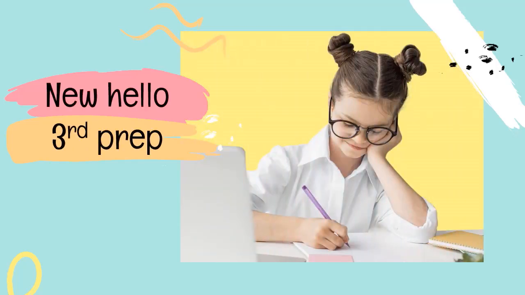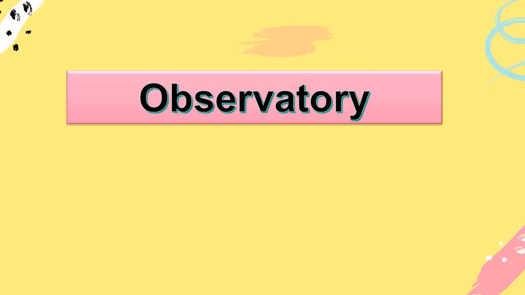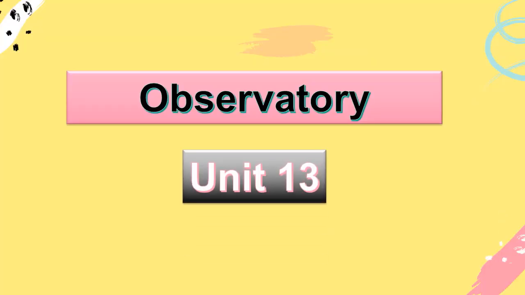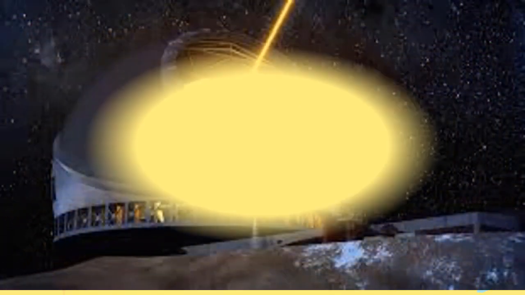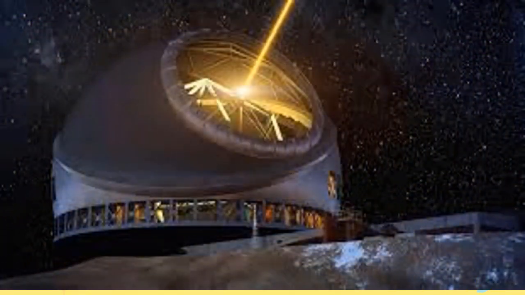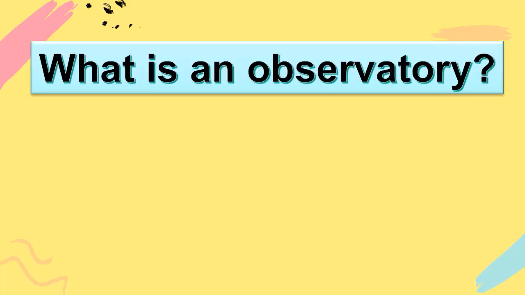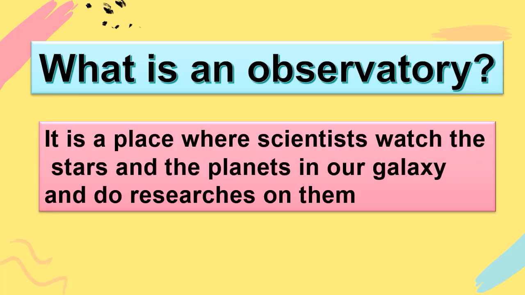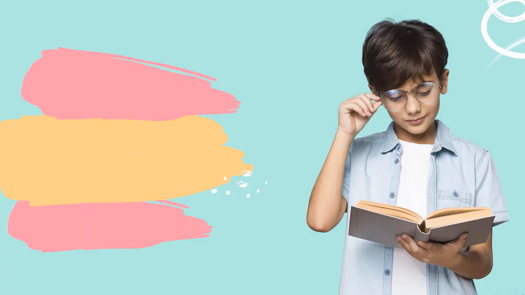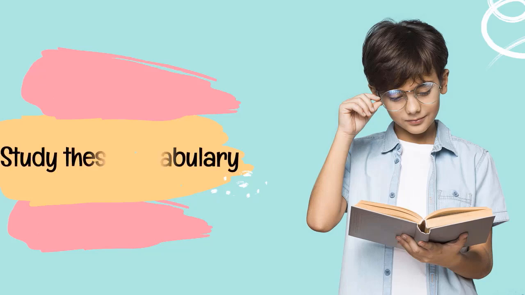Let's start our new unit, Unit 13, Observatory. What's the meaning of observatory? Observatory, it means the place. It's the place where scientists watch the stars and the planets in our galaxy and do research on them. Let's study this vocabulary.